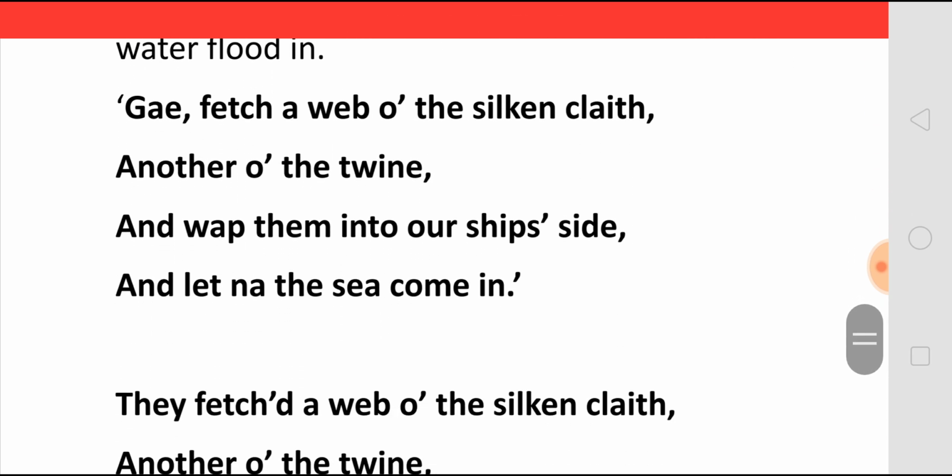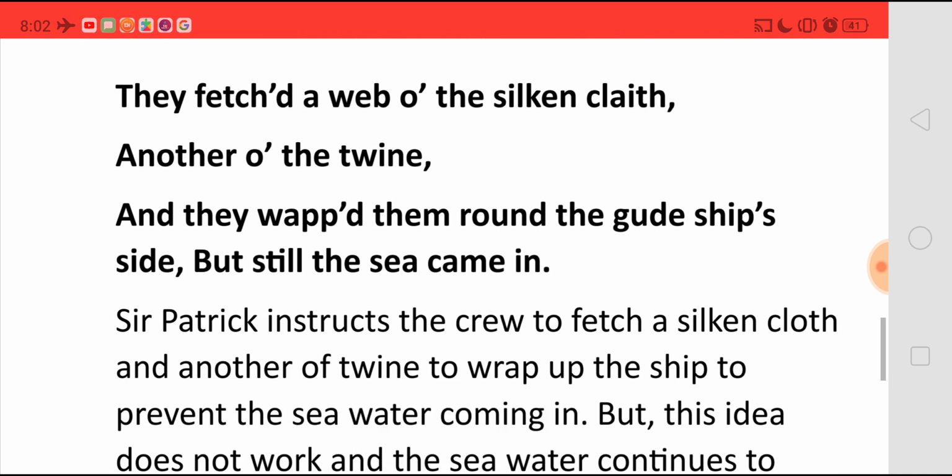"Go, fetch a web of the silken cloth, another of the twine, and wrap them into our ship's side, and let not the sea come in." They fetched a web of the silken cloth, another of the twine, and they wrapped them around the good ship's side, but still the sea came in.